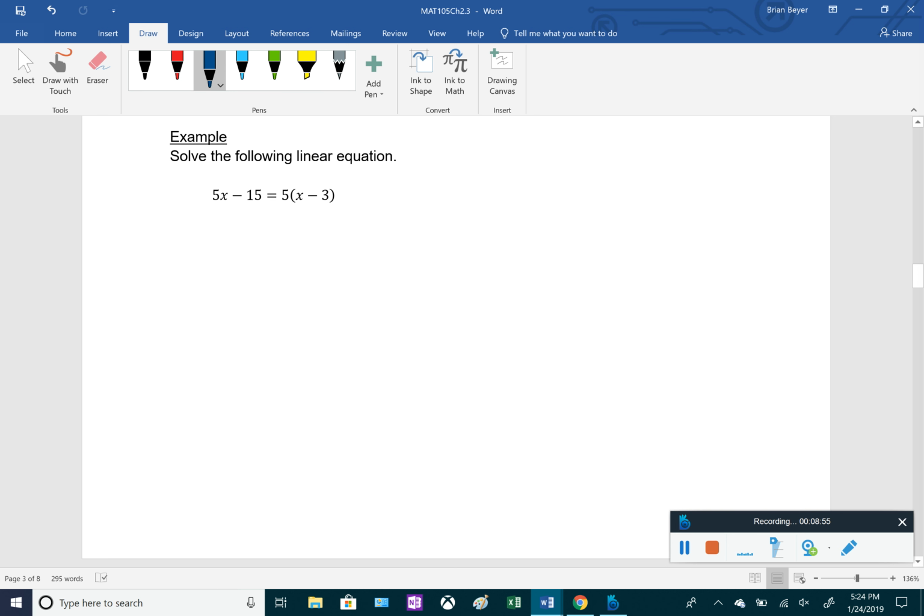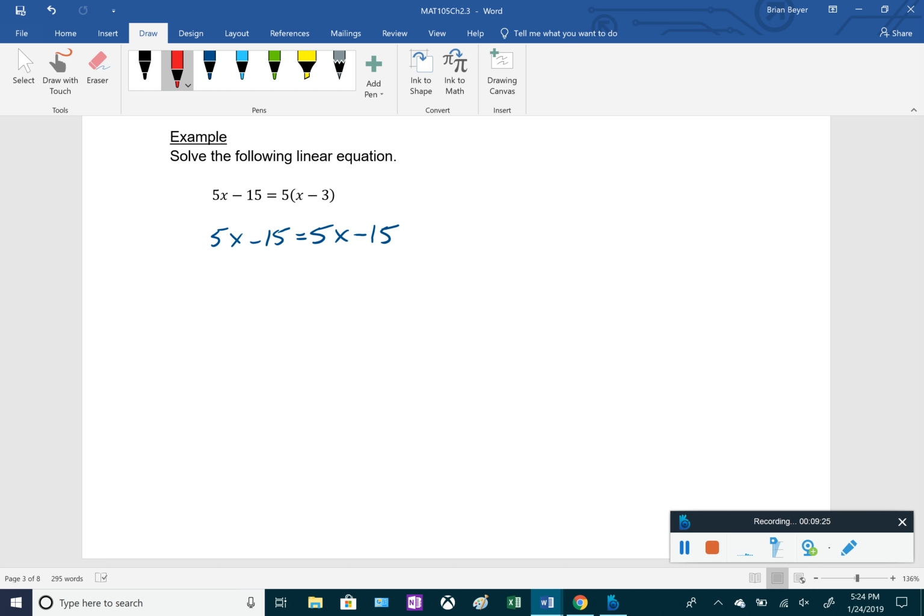So we have 5x minus 15 equals 5 times x minus 3. So let's simplify that right-hand side by distributing the 5. So we get 5x minus 15. So it's probably pretty clear what's going to happen here. We have 5x minus 15 equals 5x minus 15. That's obviously true. Those are the same exact thing, so no matter what value of x we plug in, it's always going to work.